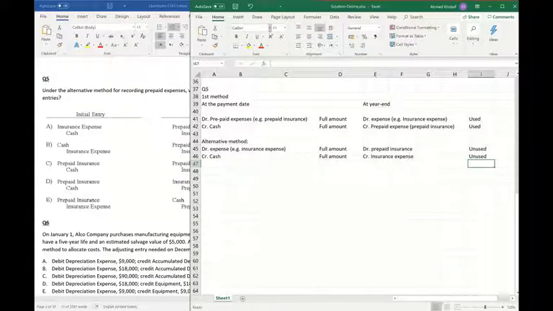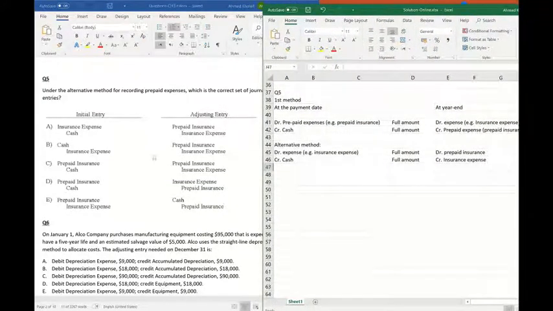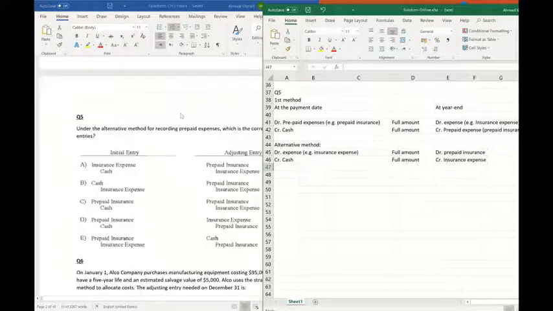So if we see the alternatives that we have in question 5, you will see the answer here will be A. We have insurance expense, which is debit, and the credit is cash, and at the end of the year we're reducing the insurance expense and recognizing the part that is unused from the insurance as prepaid insurance. So the answer here is A.